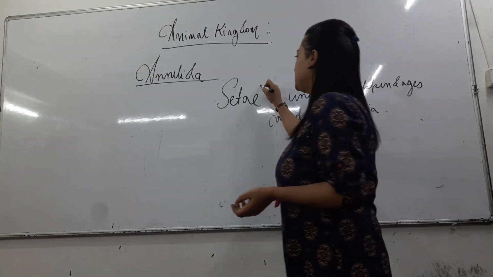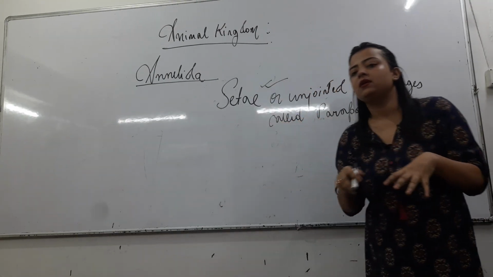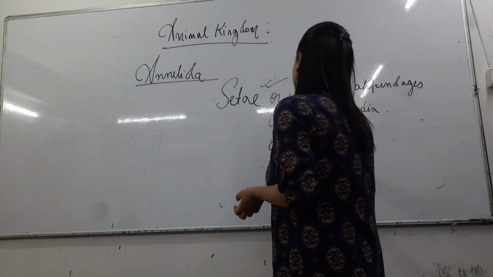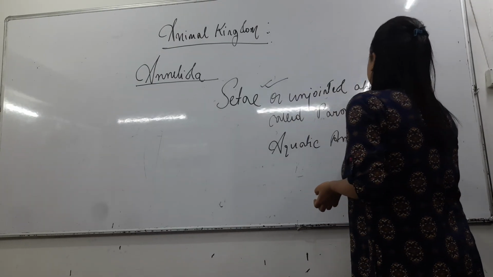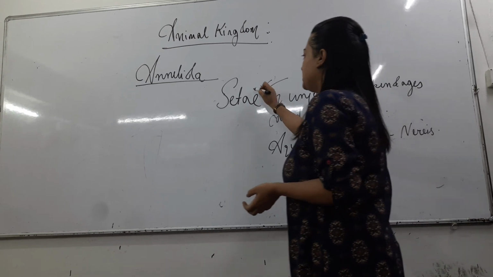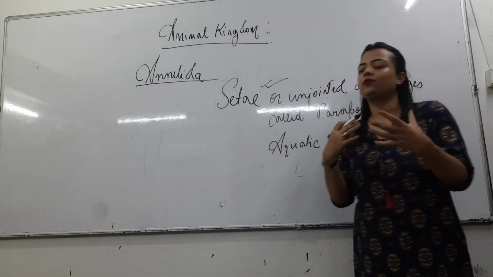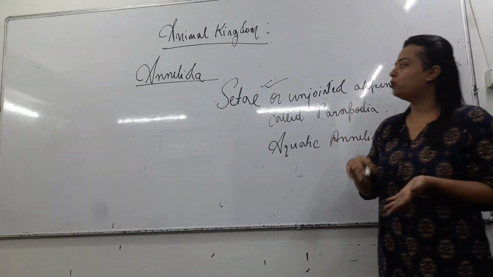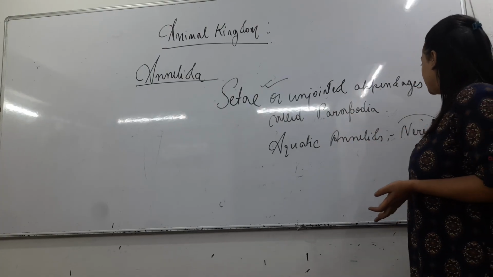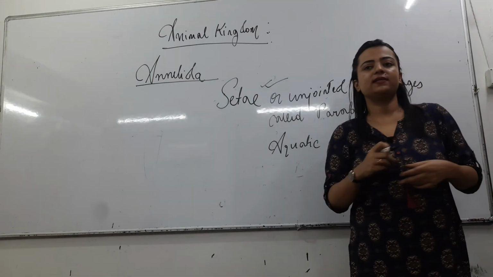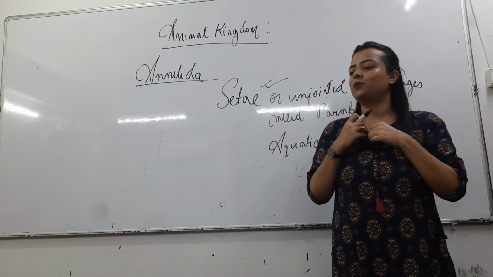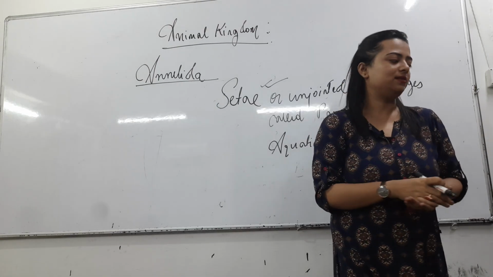Setae and parapodia help in locomotion. For aquatic annelids, a very important example is Nereis. They don't only help in locomotion; the setae also help in gaseous exchange, in respiration. So it helps in locomotion as well as gaseous exchange, and it is present in aquatic annelids. The example is Nereis. You can remember it like that: Neer means water in Hindi. Nereis, aquatic annelid.